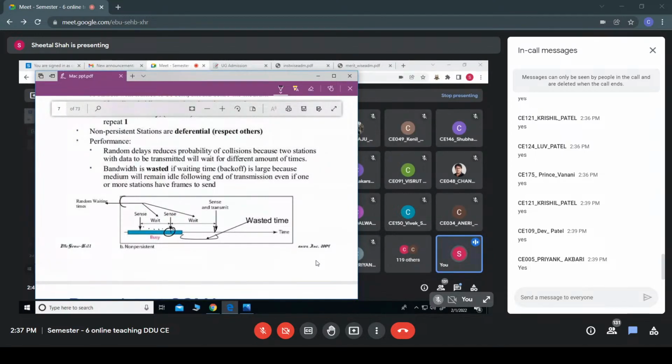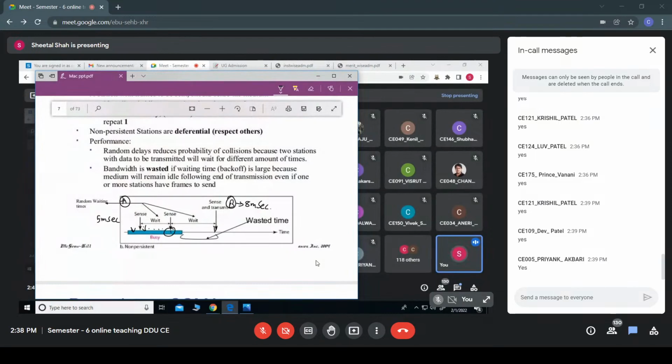Suppose station A wants to send certain frames, and station B also wants to transmit a certain frame. Initially, both of them find that the channel is busy. So station A waits some random amount of time, say 5 milliseconds. Station B also finds that the channel is busy. It may wait for some other time, say 8 milliseconds. And once again, it will check whether the channel is free.